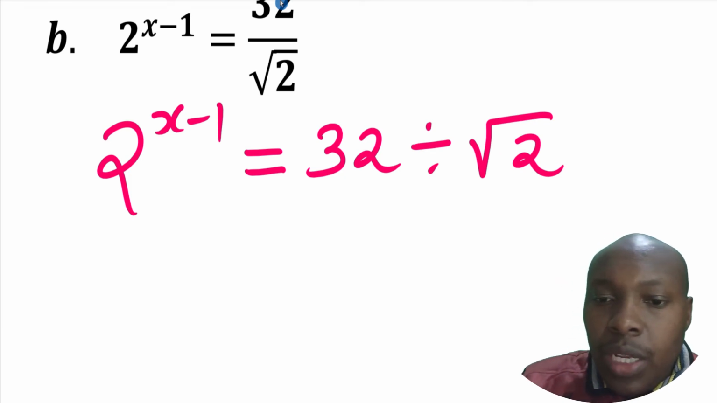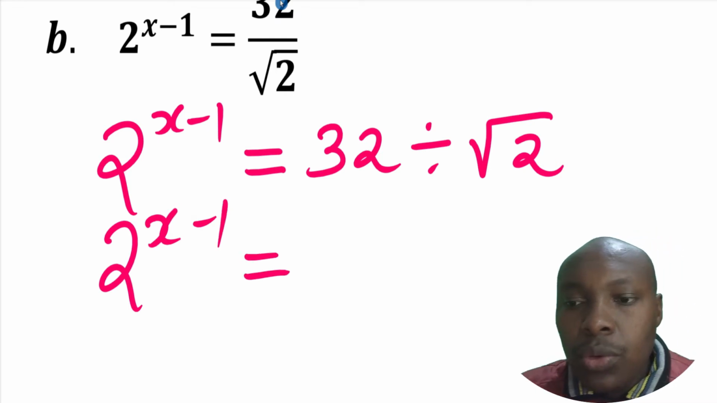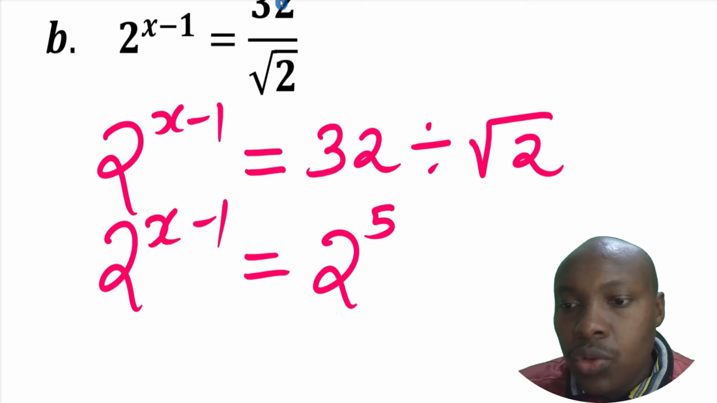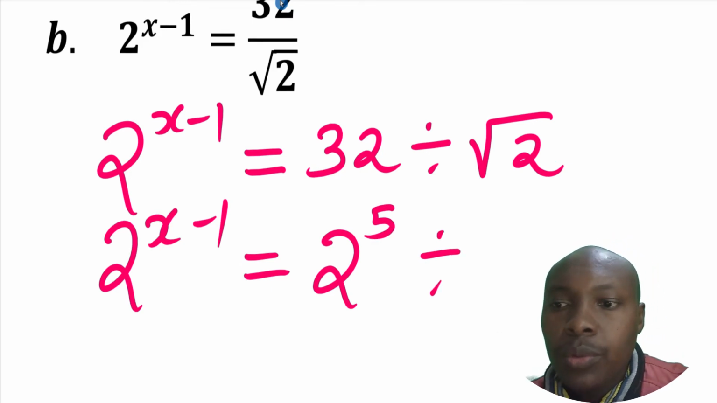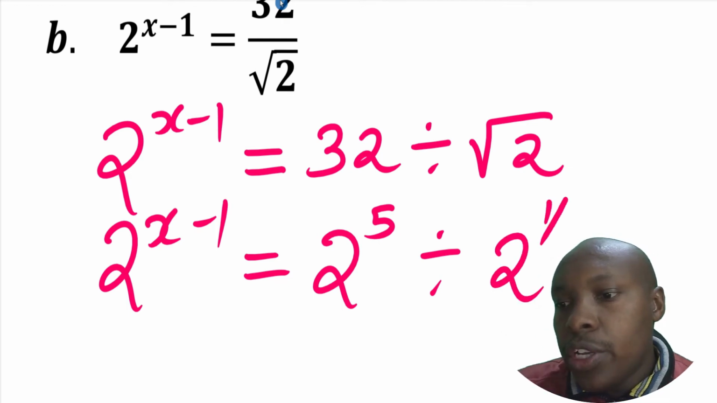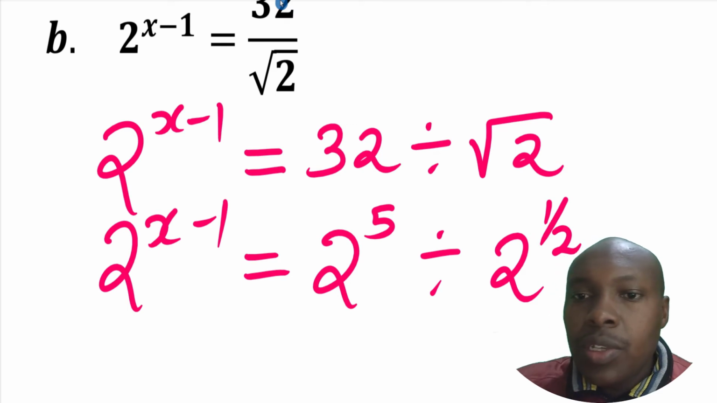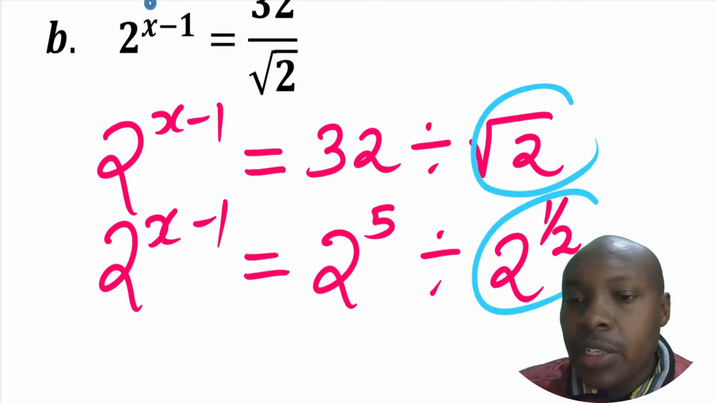So let's write 32 in index form using base 2. So it will be 2 raised to power 5 divided by the square root of 2, which is the same as 2 raised to power a half. So this is the same thing.